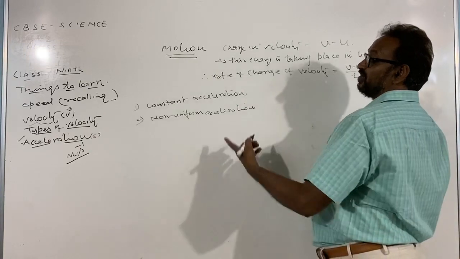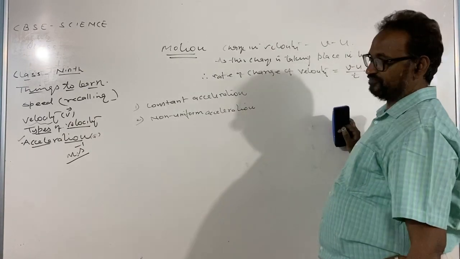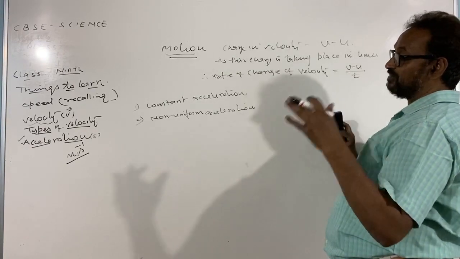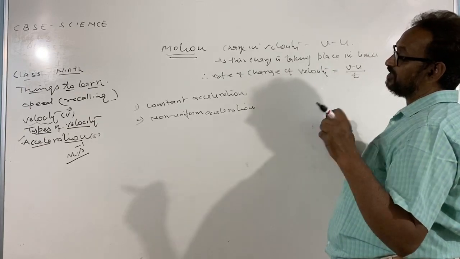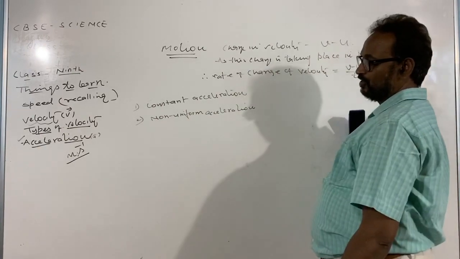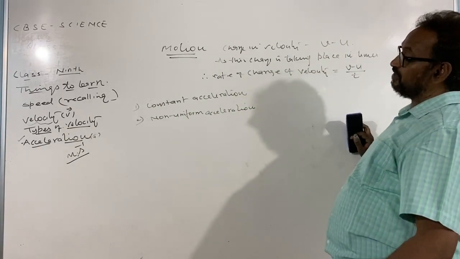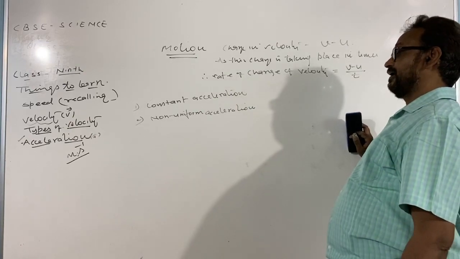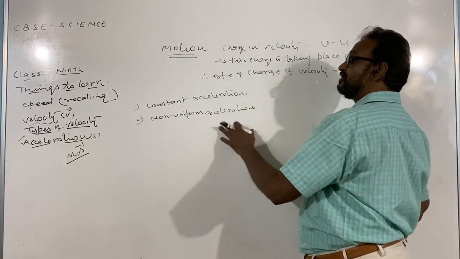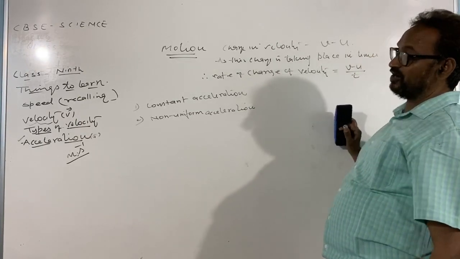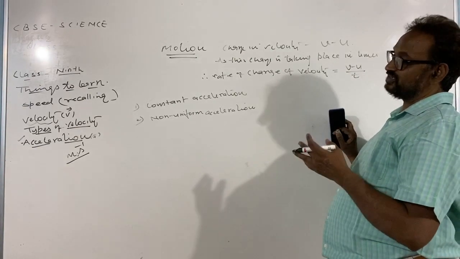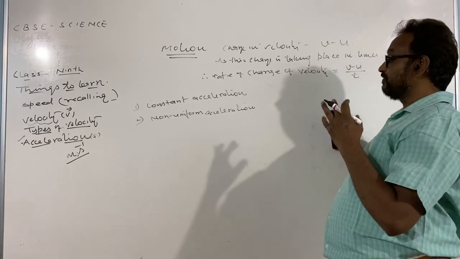When the velocity of a body changes in equal amounts in equal interval of time, अगर किसी बॉडी की वेलोसिटी इक्वल इंटरवल ऑफ टाइम में, बराबर समय में बराबर अमाउंट में चेंज होती है, उसका एक्सेलरेशन कांस्टेंट होगा. On the other hand, if the velocity of the body changes in unequal amounts in equal interval of time, its acceleration is said to be non-uniform. अगर बॉडी की वेलोसिटी अनइक्वल अमाउंट्स में चेंज होती है इक्वल इंटरवल ऑफ टाइम में, तो उसका एक्सेलरेशन नॉन यूनिफॉर्म कहलाएगा.